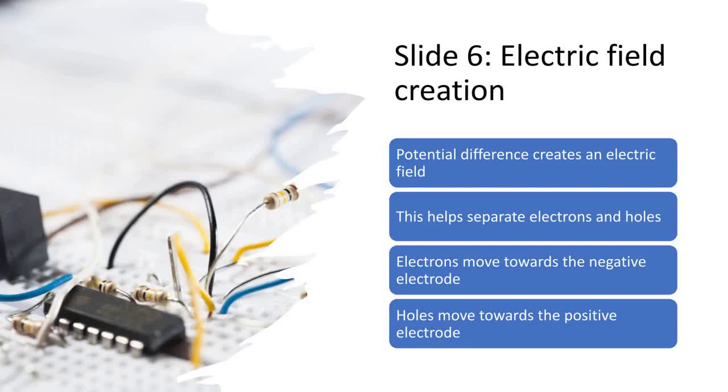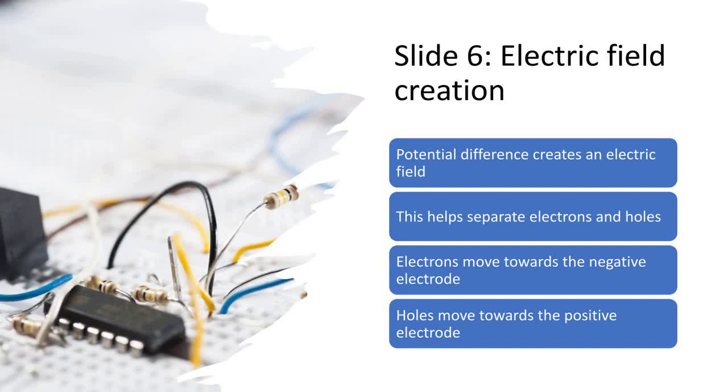In this sixth slide, we will be discussing the creation of an electric field in solar panels. The potential difference created by the p-n junction creates an electric field within the solar panel. This electric field helps to separate the electrons and holes generated by the absorption of photons. The electrons move towards the negative electrode, while the holes move towards the positive electrode.